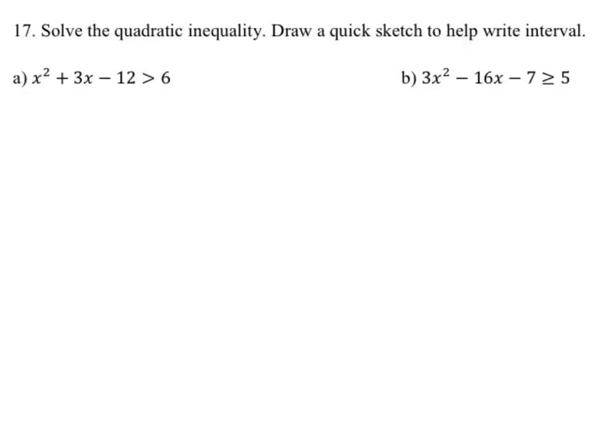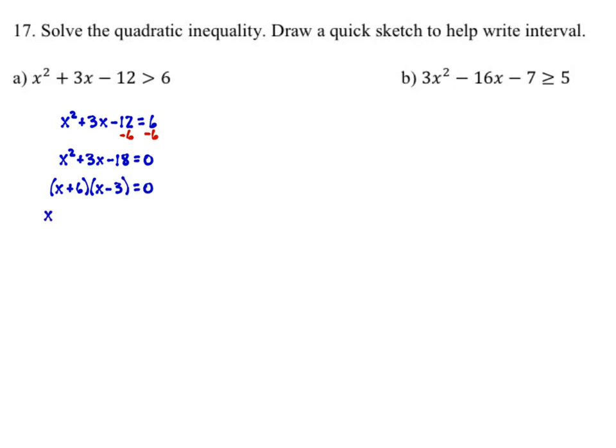Last problems here. Solve the quadratic inequality. Draw a quick sketch to help write the interval. We did a bunch of practice just the other day on this, so if you need more review, go back and watch that video. But here, remember, we have to treat it like it's equal to each other, even though it's an inequality. We're going to subtract 6 from both sides, so we have the quadratic equal to 0. So we get x squared plus 3x minus 18. We're going to go ahead and factor this, and I'm going to skip that process. If you need more help, go back and watch that other video.